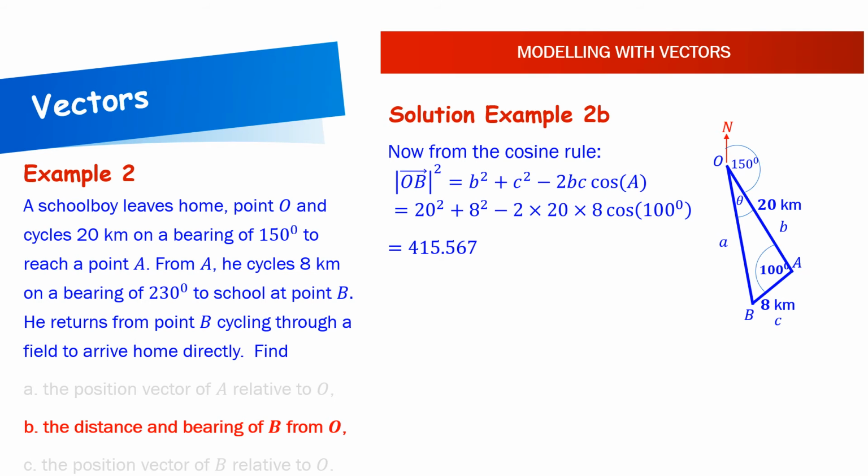And so tidying up and calculating gives us that the length OB squared is equal to 415.567. And therefore, if we square root, we obtain that the length OB is equal to 20.4 kilometers.